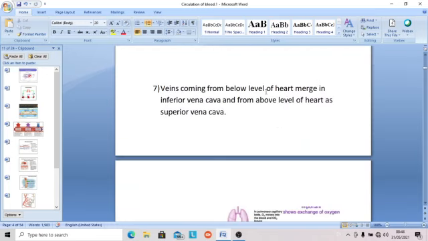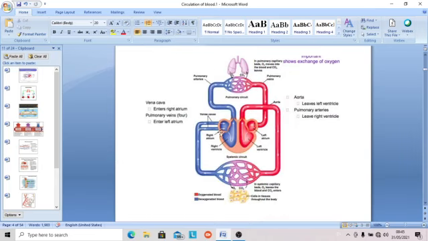So the veins from below the level of the heart merge in the inferior vena cava, and above the level of the heart in the superior vena cava. That you know. That is another view of the circulation of blood. You can see here, this is the simplified view.